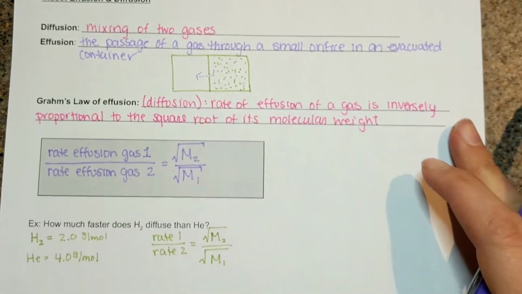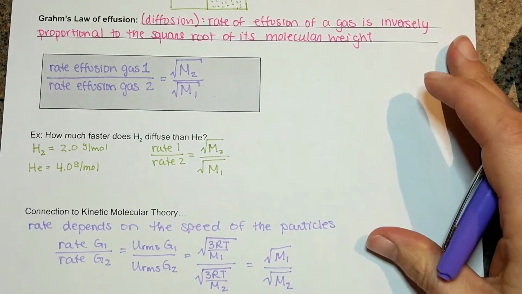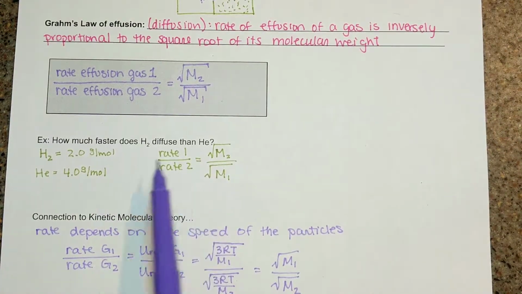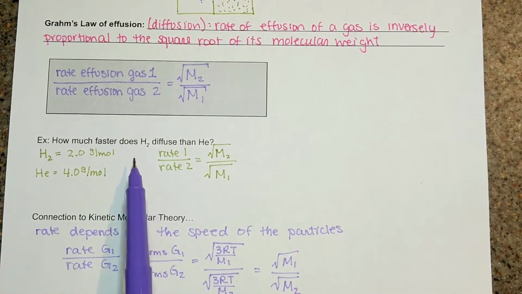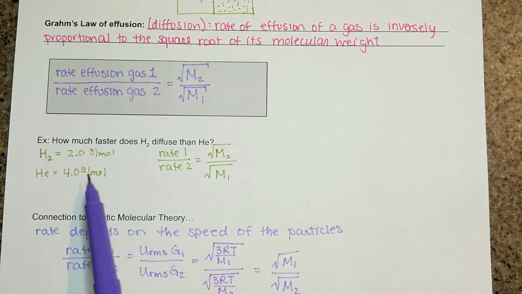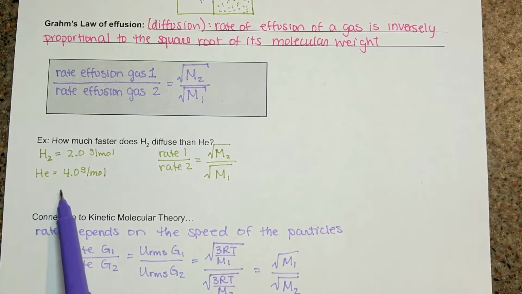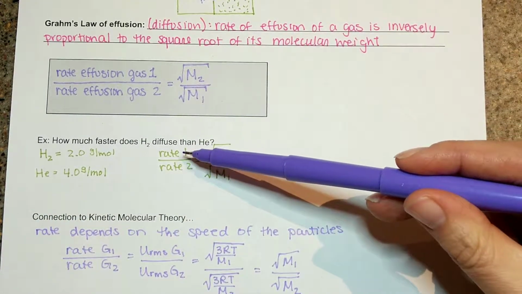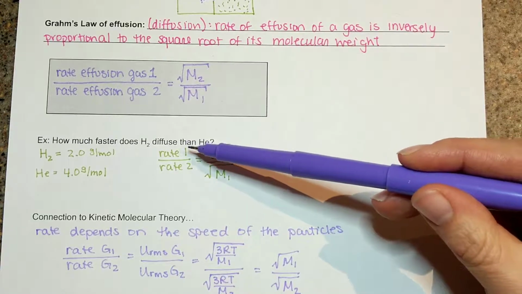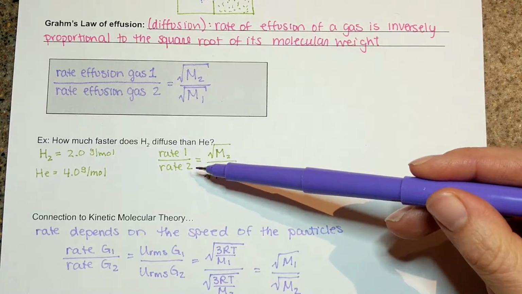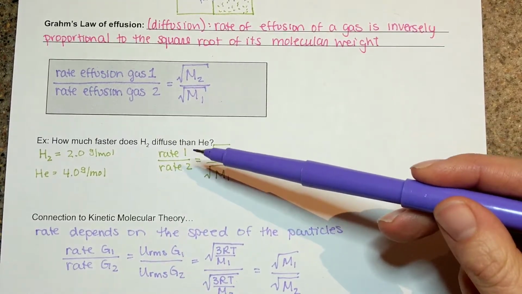If we were doing an example problem and we wanted to know how much faster hydrogen diffuses than helium: I know hydrogen's a smaller particle. It has a molar mass of 2 grams per mole, and helium's a larger particle with a molar mass of 4 grams per mole. I want to know how much faster hydrogen is than helium. So I'm going to make hydrogen gas 1, because it's going to give me a bigger number on the top versus the bottom. That's going to be how many times faster.